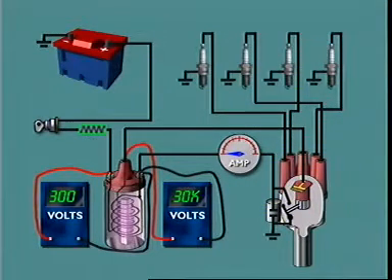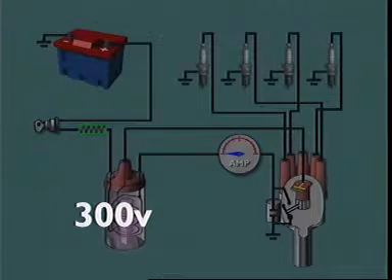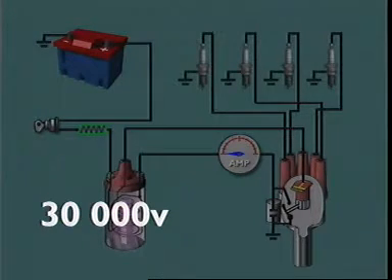The maximum value of the secondary voltage is partly determined by the ratio of the number of turns in the secondary winding to the number of turns in the primary winding, in this case 100:1, and by the value of the self-induced voltage in the primary winding, in this case 300 volts. Then, if this coil is 100% efficient, the maximum voltage available from the secondary winding would be 300 volts multiplied by 100. That is 30,000 volts.